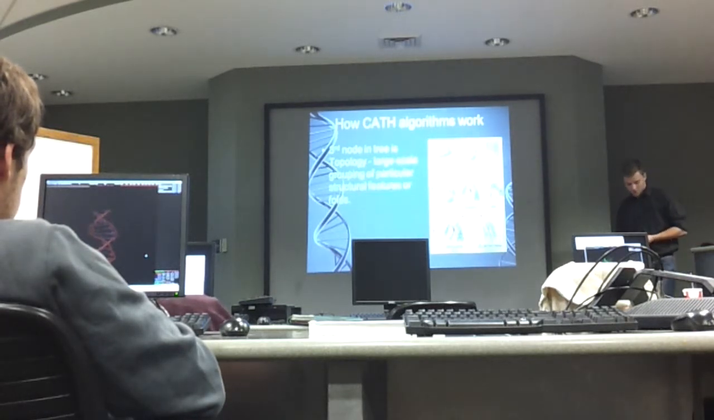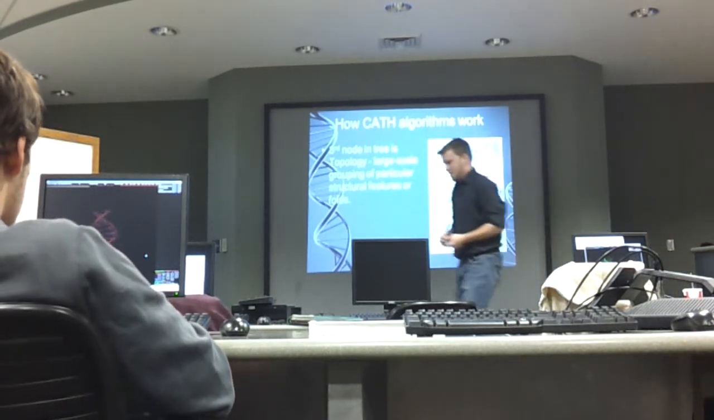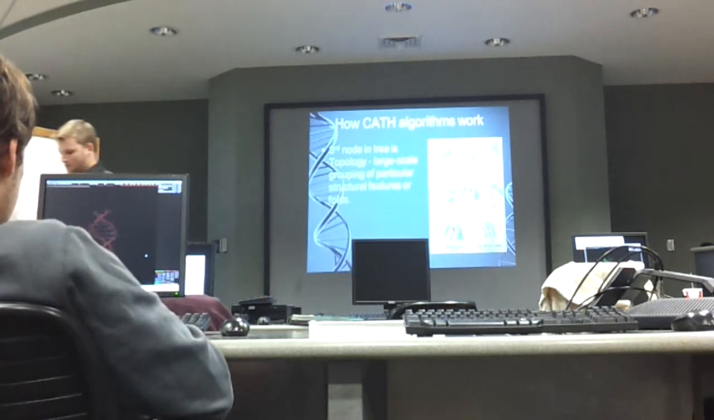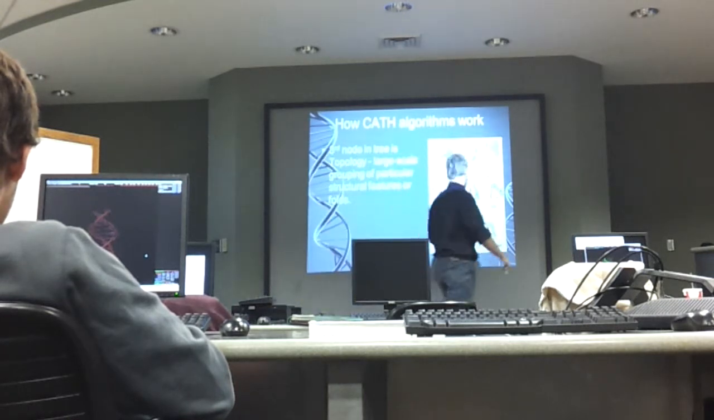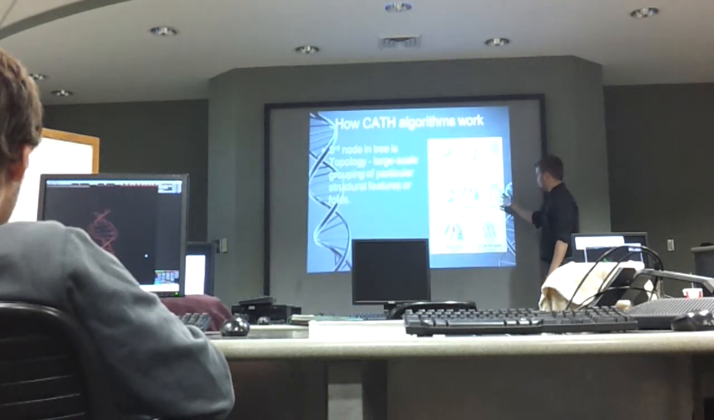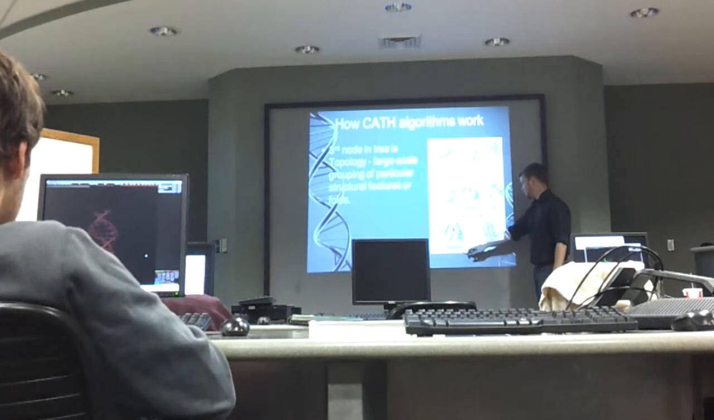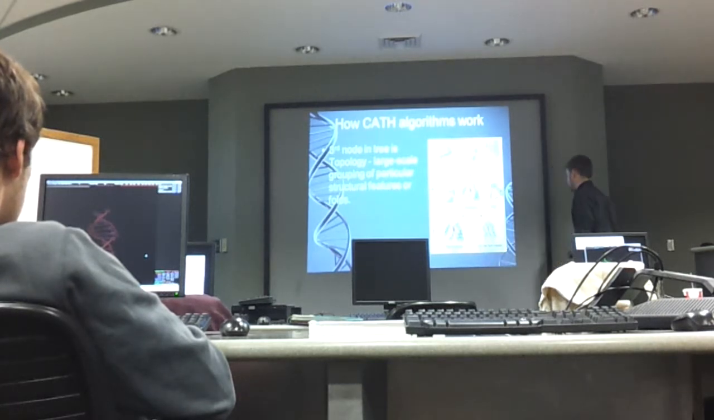The third node is topology. After architecture, this is more refined. It's going to find a certain topology and go there. As you can see here, the sandwich can be in various forms. It can be flavodoxin or beta-lactamase. These are names of particular proteins that are typical examples of this architecture.